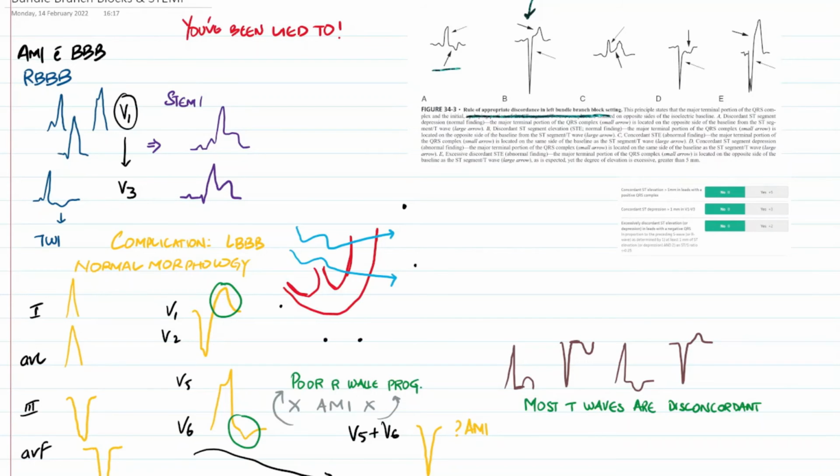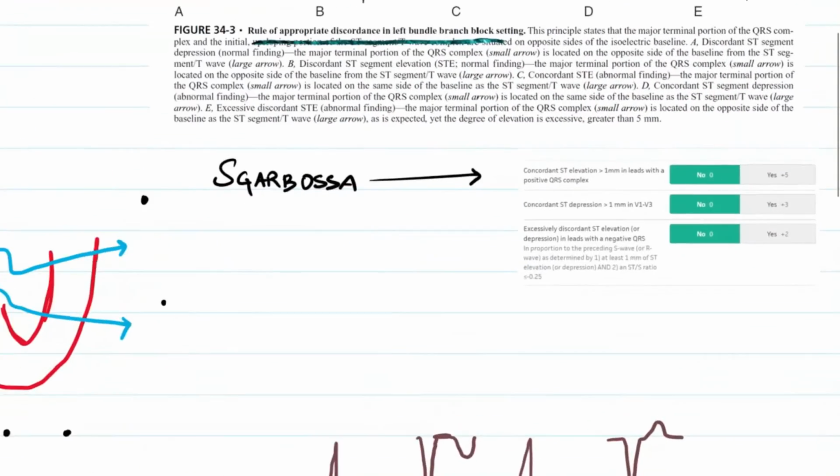The ECG follows something called a rule of appropriate discordance in a setting of a left bundle branch block. Let's take a look at these. The first two images are basically appropriate discordance. The last three are not. The Sgarbossa criteria is a useful criteria that can be used at the bedside when reading an ECG.